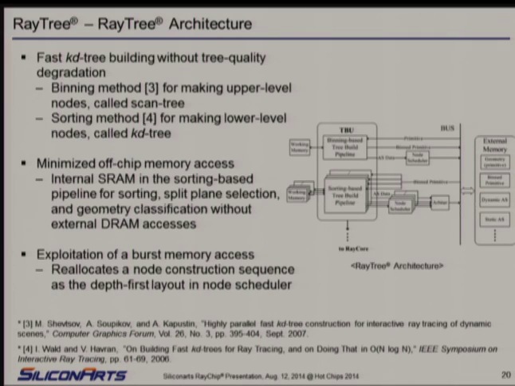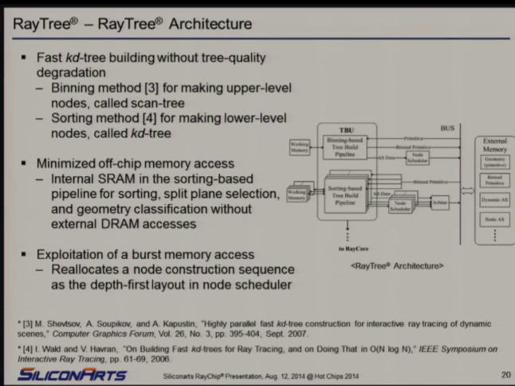So far, I described RayCore. Let's go to RayTree, which is the next main unit of RayChip. RayTree consists of two pipeline types, binning and sorting. A binning-based pipeline is used for making upper-level nodes called the scan tree, and sorting-based pipelines are used for making lower-level nodes called the KD tree. This approach aims at fast KD tree construction without significant tree quality degradation.